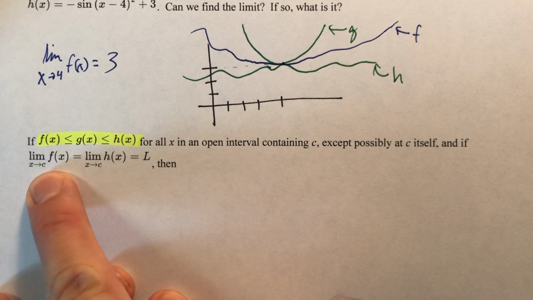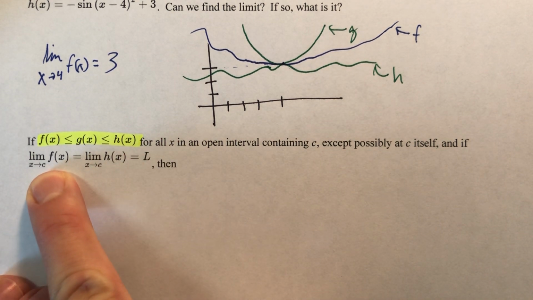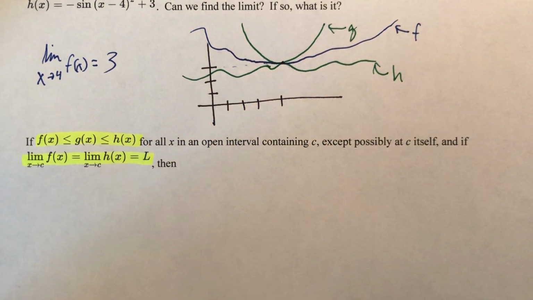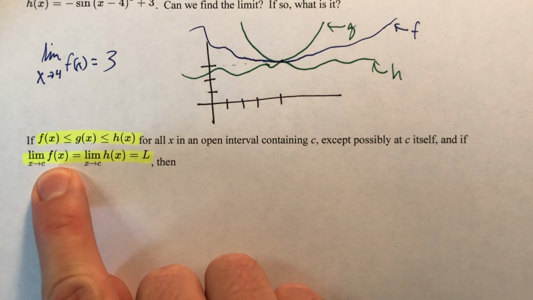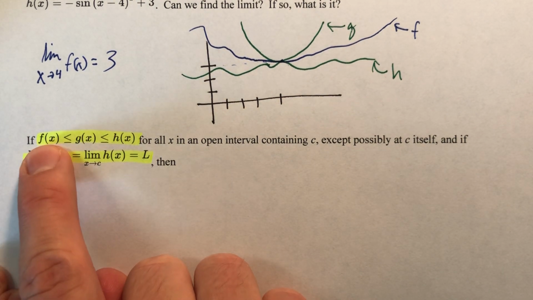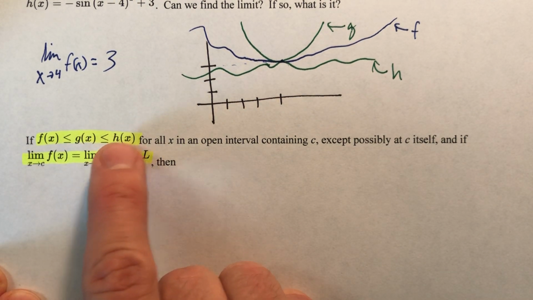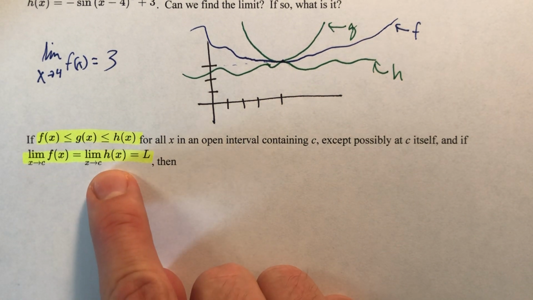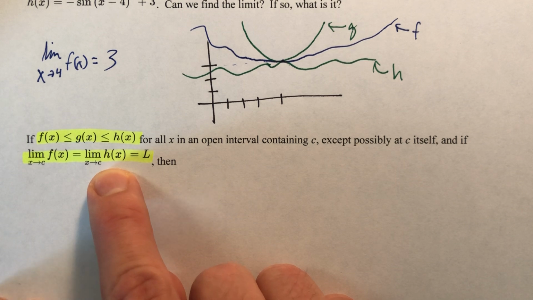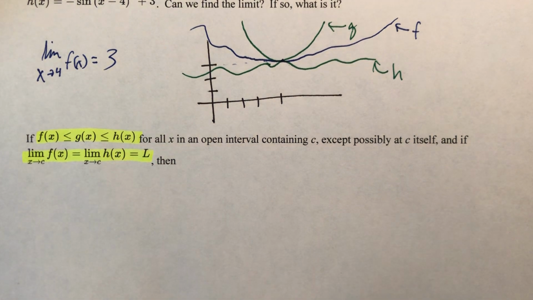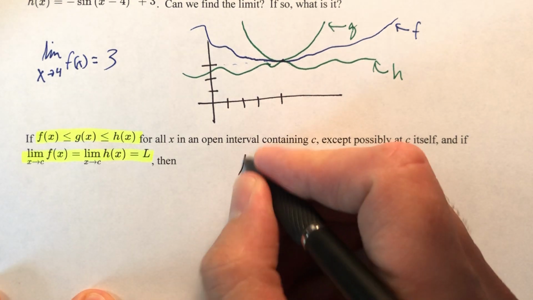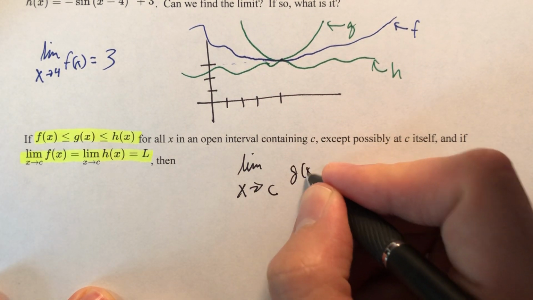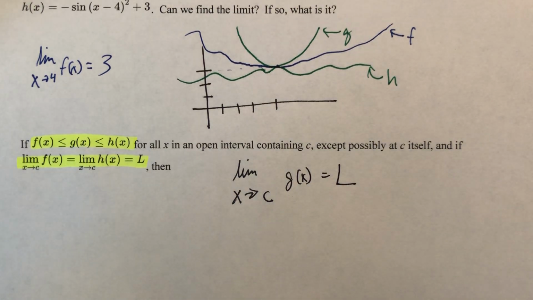And if the limit of, let's look at the letters here, and this is important as well. I'm going to go ahead and highlight it. If the limit of the lower function, why is it lower? f is less than g, which is less than h. If the limit of the lower function equals the limit of the upper function, which is equal to some value of L, then, all right, here's the rest of it. The limit as x approaches c for my g function is also equal to L.